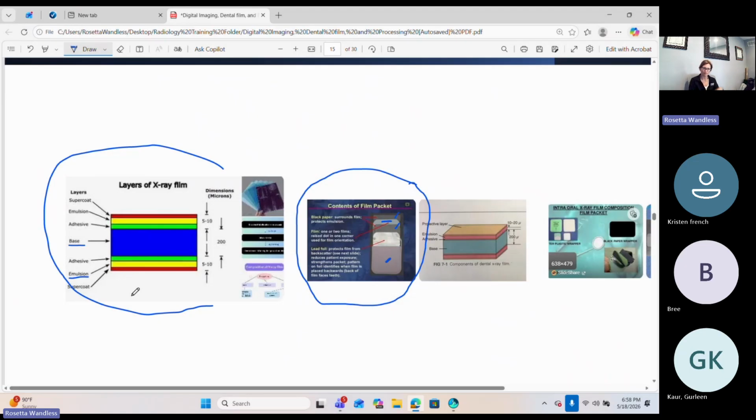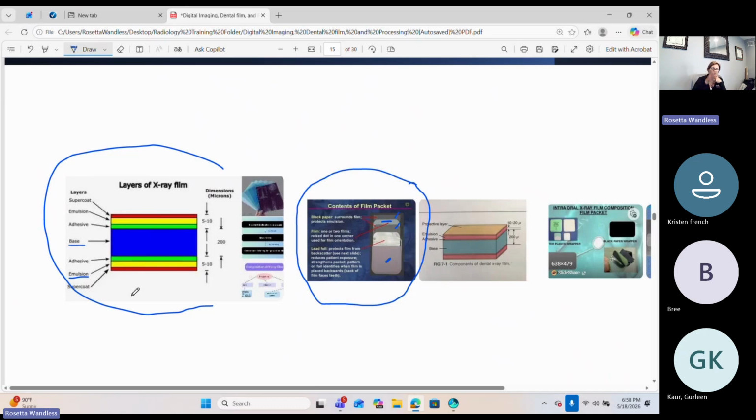So the real names are plastic acetate, if you hear that, adhesive, emulsion with silver crystals embedded in it, and then a super coat that protects it from going anywhere. Does that make sense? All good? No problem. That's composition. So if we're taking x-rays, whether it's intraoral or extraoral, that is what the composition of any film is. Now, caveat, I said it earlier, duplicating film, however, only has this emulsion on one side.